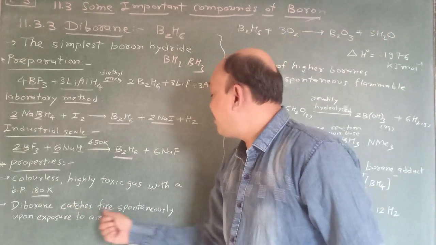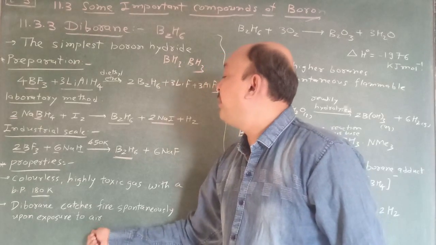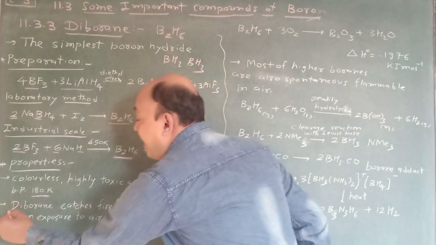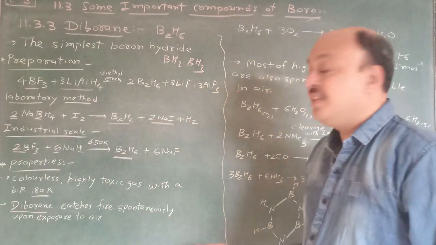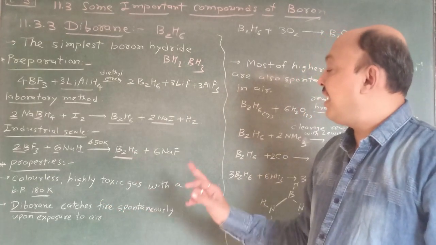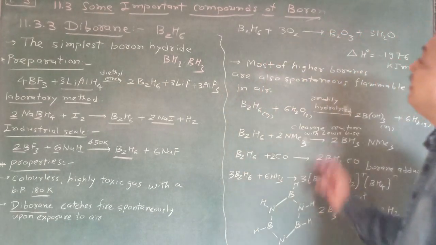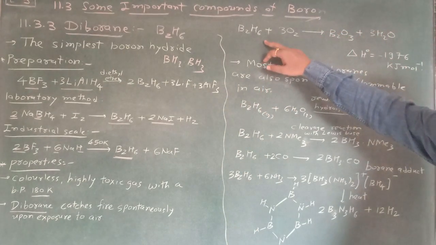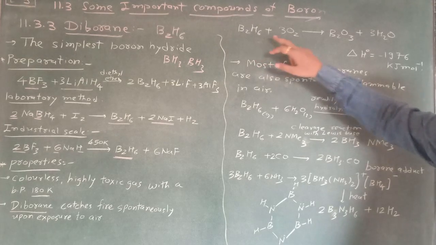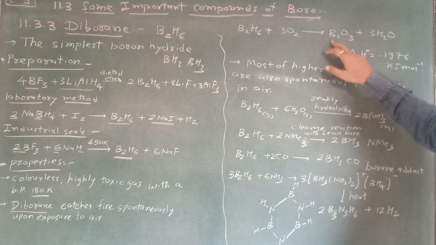Diborane catches fire spontaneously upon exposure to air. Write it completely because it's very important. Diborane catches fire spontaneously upon exposure to air. It's a colorless, highly toxic gas with a boiling point 180 Kelvin. Now, this borohydride, or diborane, when it reacts with oxygen, it gives B2O3.